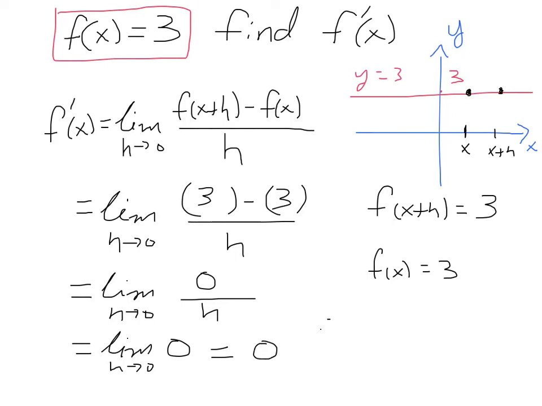So therefore, if f of x is 3, then f prime of x is 0.